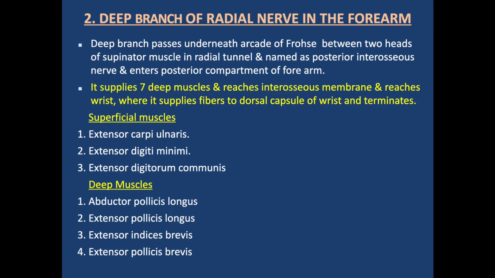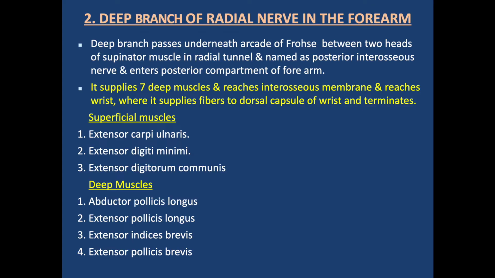Deep branch of the radial nerve in the forearm. The deep branch passes underneath the arcade of Frohse between the two heads of the supinator muscle in the radial tunnel and is named the posterior interosseous nerve and enters the posterior compartment of the forearm. The deep branch supplies 7 deep muscles of the forearm and reaches the interosseous membrane and moves towards the wrist, where it supplies fibers to the dorsal capsule of the wrist and terminates.